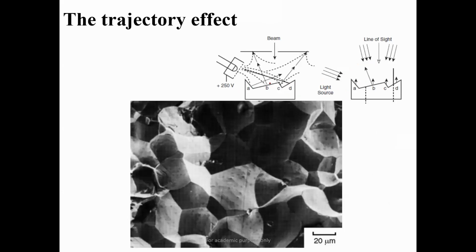So that's your sample, having some features, and here is your secondary electron detector. Whatever electrons come out from this B surface will come straight to the detector. However, from the C surface, they will go somewhere else. So all the faces which look brighter are facing the detector, and if some features look dark, they are not facing the detector as such. This is known as the trajectory effect.